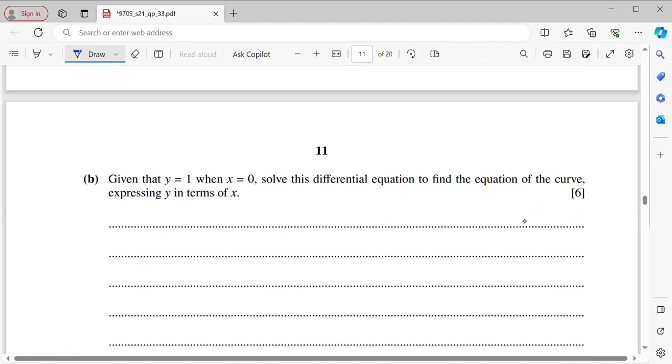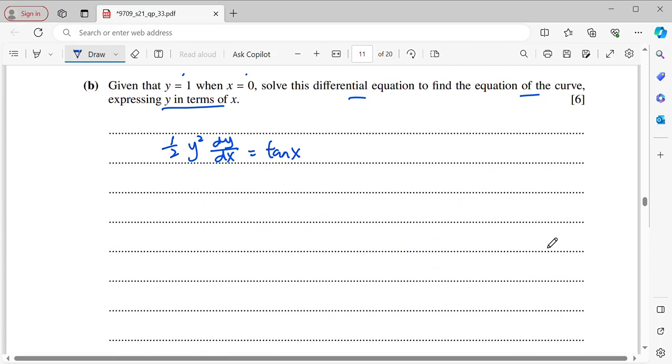Now B, given that y equals 1 when x equals 0, solve this differential equation to find the equation of the curve expressing y in terms of x. So I will rewrite our differential equation first. To solve this differential equation, we need to apply the separable variables method, which means I keep the y squared dy on the left side, and the half will be moved to the right side, becomes 2 tangent x dx. And now integrate both sides.